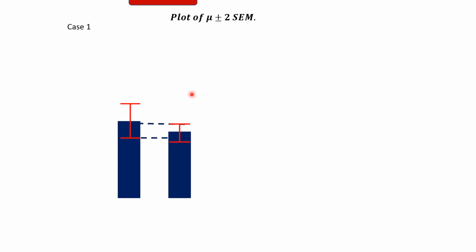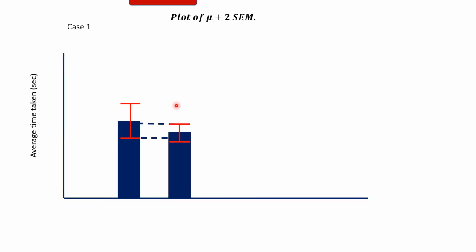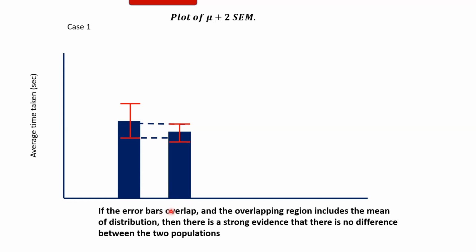Now, we have plotted this. If the errors overlap, the error bar is here for participant A, error bar is here for participant B. Please note this red line and this red line is overlapping here over this region, right? Here this mean is included, here this mean is included. Therefore, there is a strong evidence that these two are same, right? See here, it's covering. This mean also is covered, this mean also is covered. Right? Now we will see the second case.